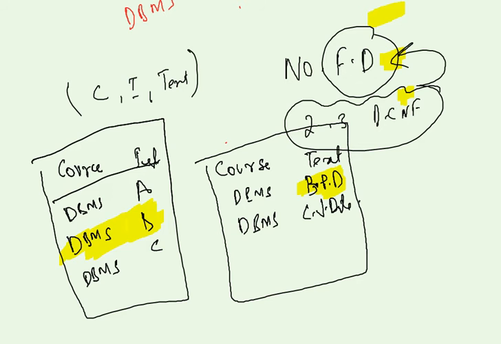You're getting it? So this table does not have a 3NF problem or a BCNF problem, because there is no functional dependency, because all three are the key. When all three are a key, there is no functional dependency whatsoever. You got that point, that all three are a key?